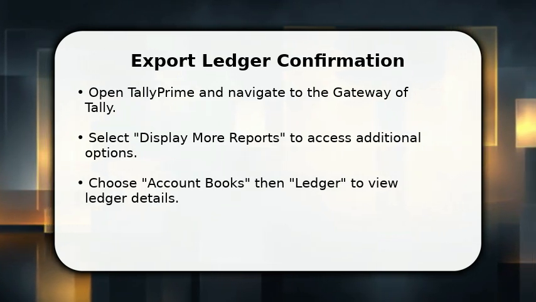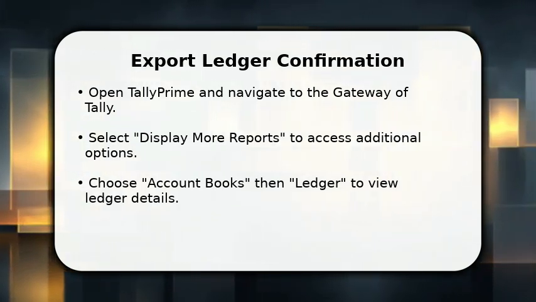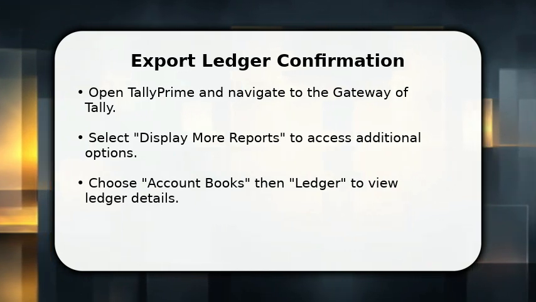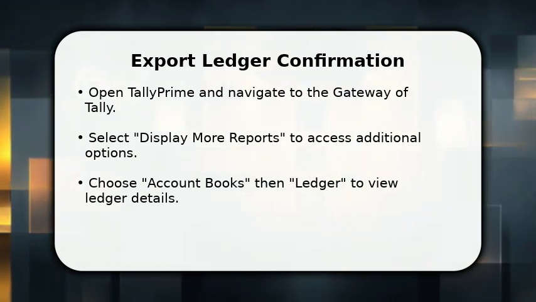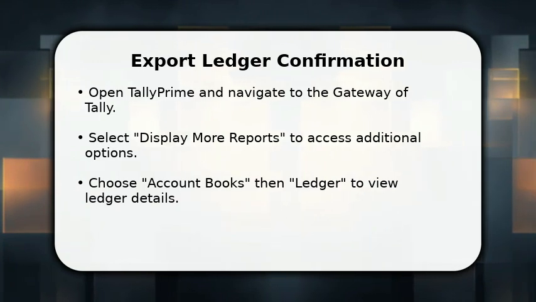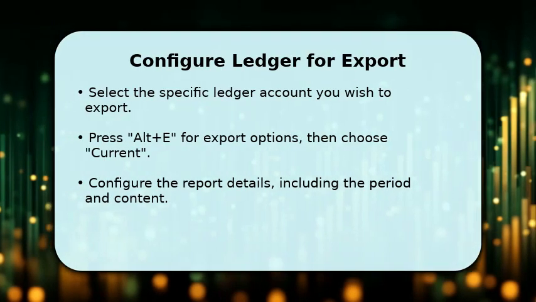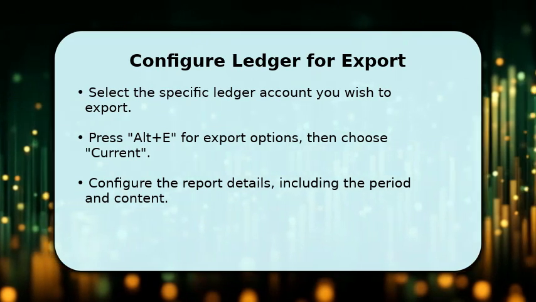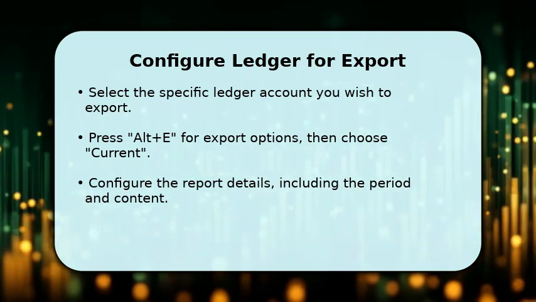Next, choose Account Books and then Ledger to access the list of all your ledger accounts. This is your starting point for generating the confirmation. Once you're in the ledger list, select the specific ledger account for which you need the confirmation.